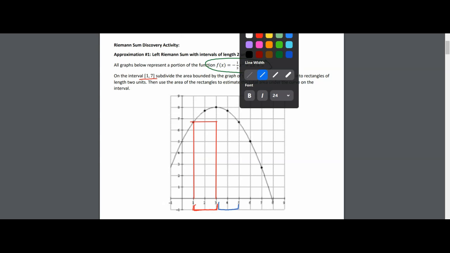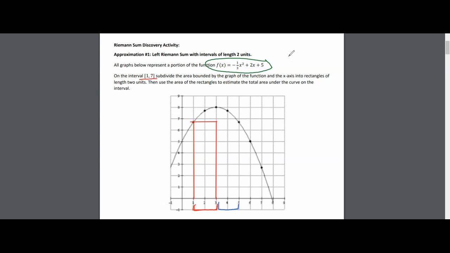And because this is a left Riemann sum, I'm going to be looking at the y value of the left endpoint on 3 to 5. So at 3. So this rectangle is going to go all the way up there. My final rectangle, from 5 to 7, the left endpoint goes up here. So my third rectangle looks like this.